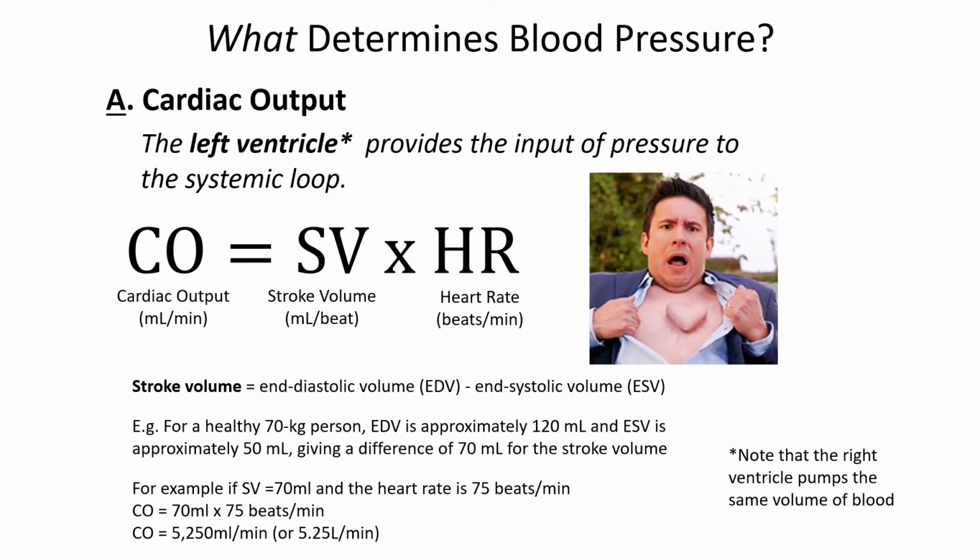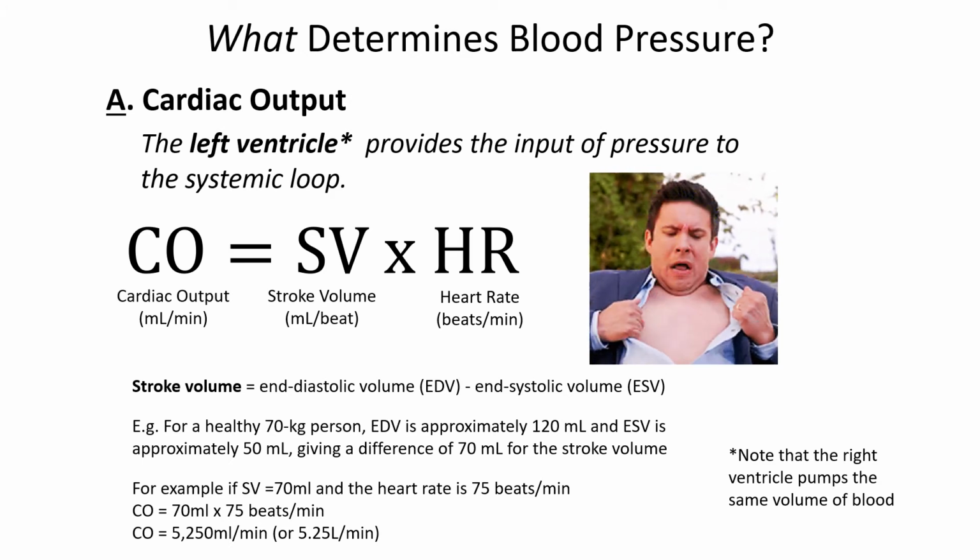The end diastolic volume is the maximum amount of blood that we find within the left ventricle. So this is when the ventricle is completely filled. This is after the left atrium has completely contracted and pushed its contents into the left ventricle. The end systolic volume is what's left in the left ventricle after the left ventricle has contracted. So not every single drop of blood is going to be squeezed out into the aorta. There's going to be a bit of blood left behind.